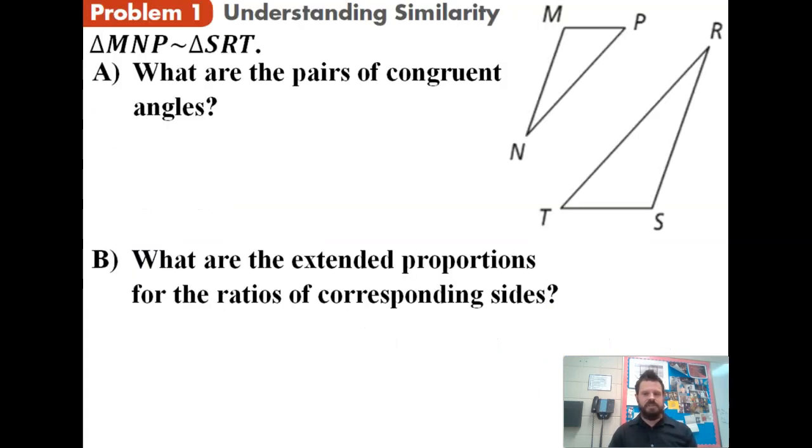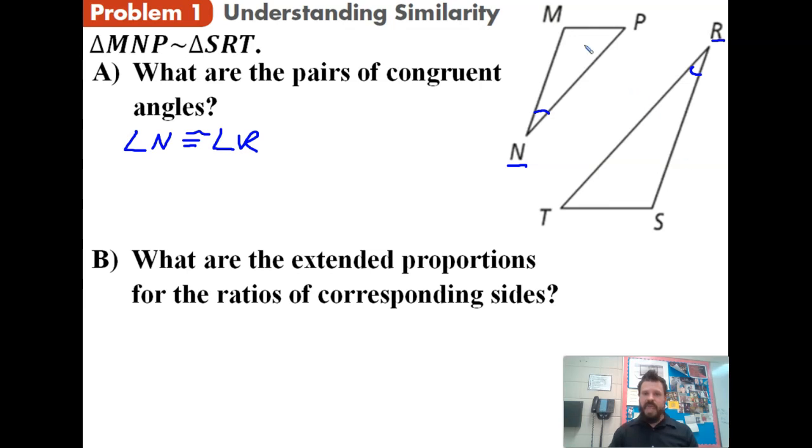All right, let's practice using the idea of similarity and similarity statements. Problem 1 says that triangle MNP is similar to triangle SRT. What does that tell us? First, let's figure out the pairs of congruent angles. If they're similar, that means all corresponding angles are congruent. For example, angles N and R correspond. They both look like the smaller angle on these two triangles, so I know they'll be congruent to each other. So I could say that angle N is congruent to angle R.